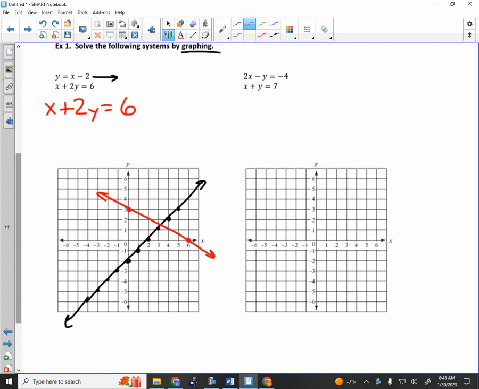In this situation, it doesn't look like it crosses at a really nice point. So I'm going to estimate. I'm going to say I'm over 3.2, and I'm up 1.5. So I'm going to estimate the point of intersection. That's one of the challenges with graphing, is it's not always real exact. It's not real exact right there.